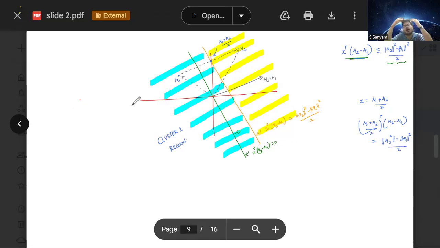This is the way we assign everything. Okay. Now this point is clear.